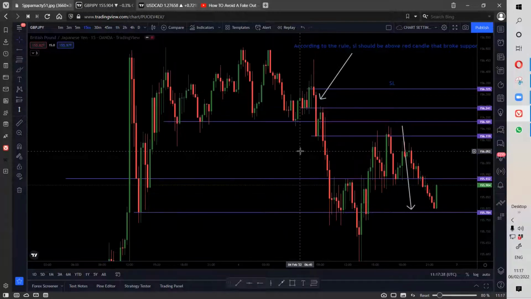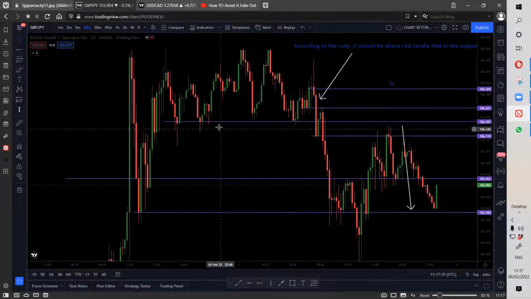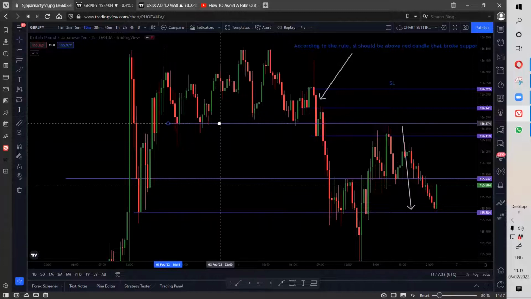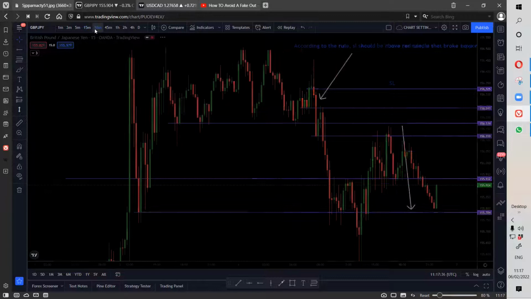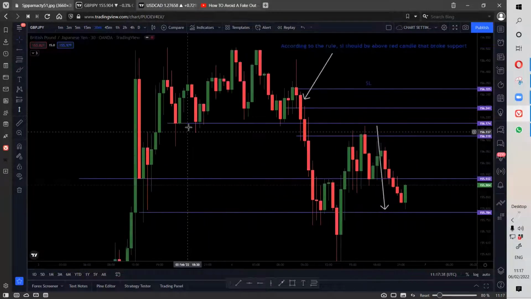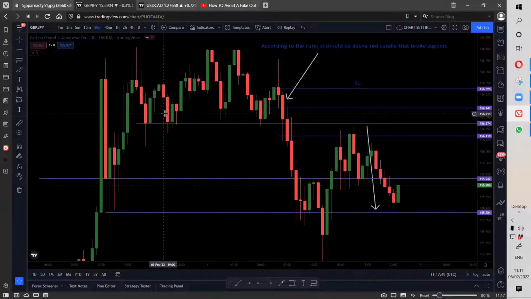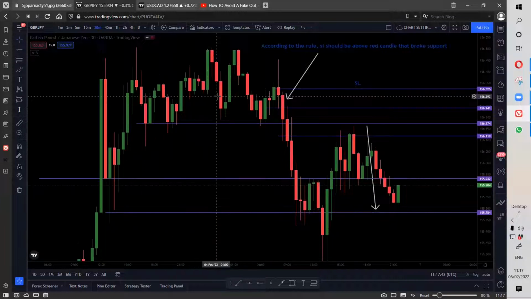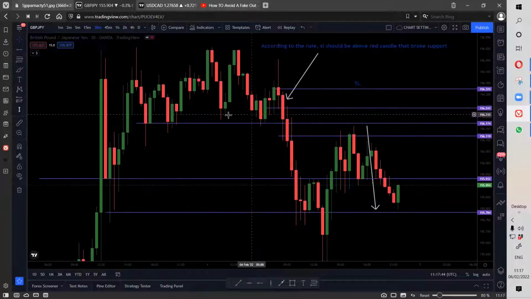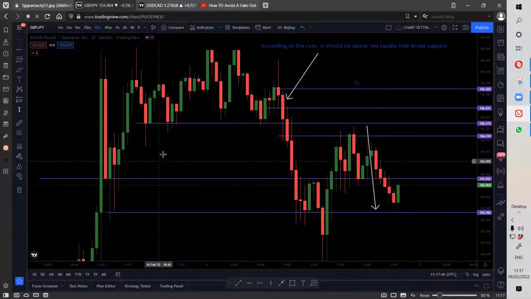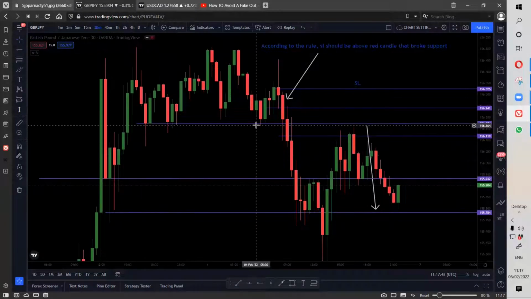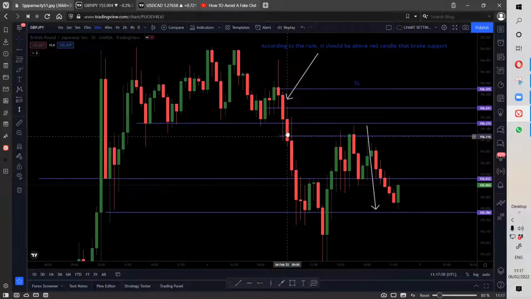According to the rule, you need to wait for a strong candle to break the support, which is the body of the candle. If you're looking at it on the 30 minutes, this is a support because it covers here, here, here, and here. That's basically the area I was looking for the market to break. For me, this candle essentially broke it and closed below it.